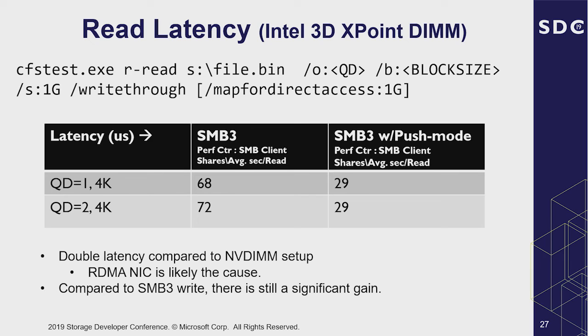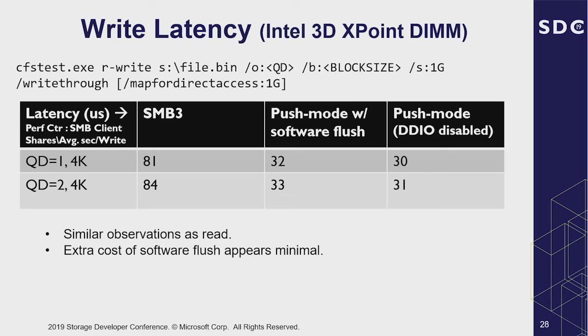Anyway, the comparisons are still valid. Both SMB and push mode are slower, but the ratio between them is about the same. And for write, the only noticeable improvement is here, but push mode with DDIO disabled and push mode with software flush turned out to be about the same. Which again leads to my observation that there is something impeding the latency of the RDMA reads and writes. The software doesn't seem to add much. So anyway, we need to study this, and the RDMA NIC guys are looking at it.